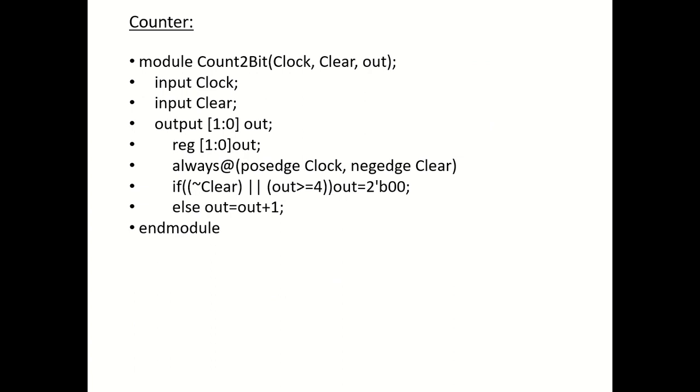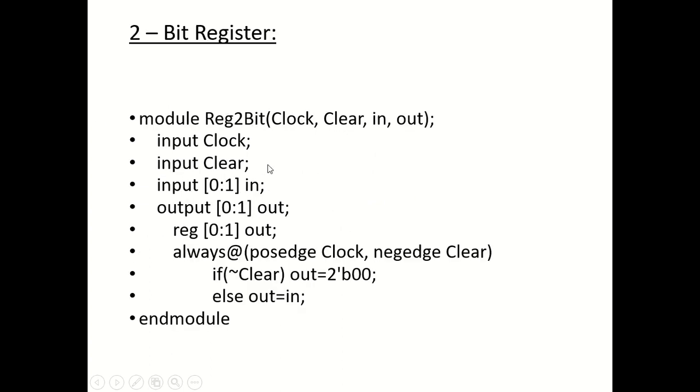And the next type of circuit is the counter. It's a 2-bit counter. In a 2-bit counter, it can count from 00 to 11. It has a positive edge clock and negative edge clear. In the flip flops, we use a reset signal, but in the counter, we use clear signals. If clear is given, then your output will be 2 bits of 00. Else, if clear is not asserted, output is equal to output plus 1.